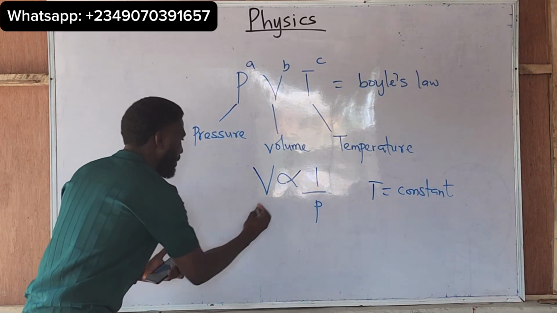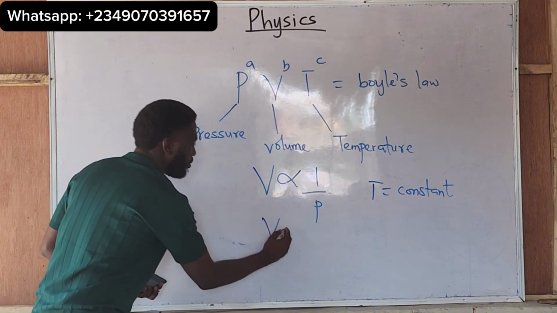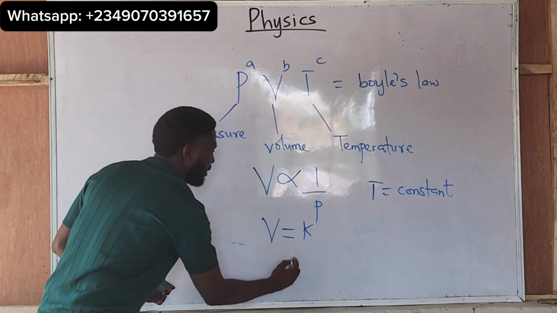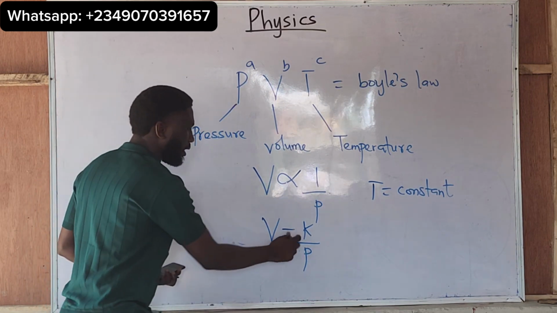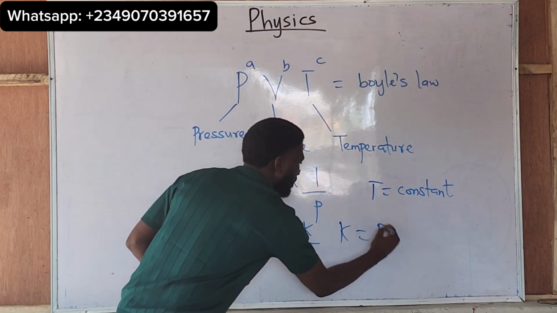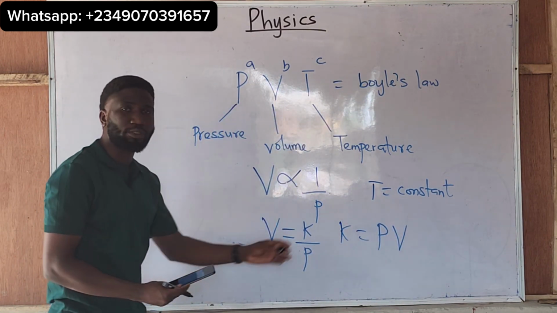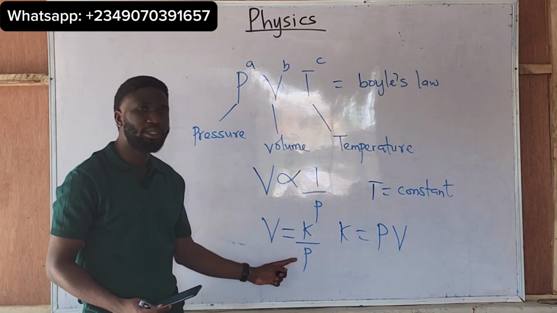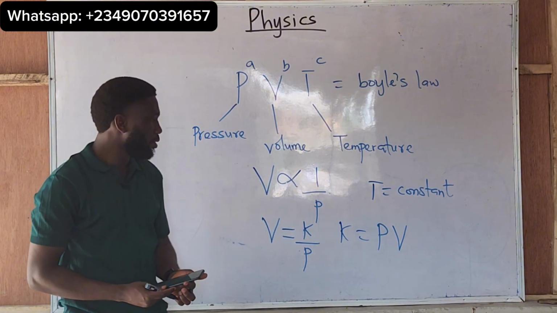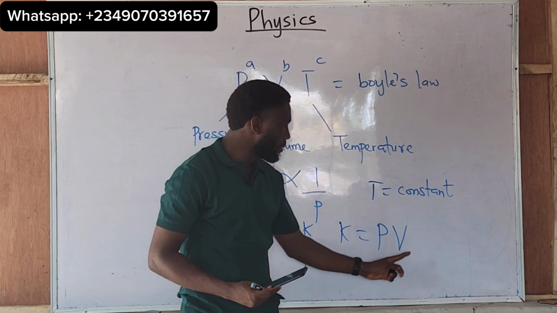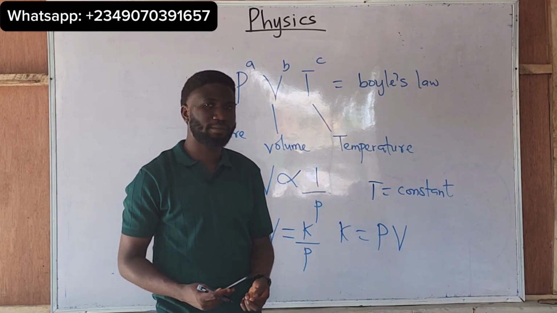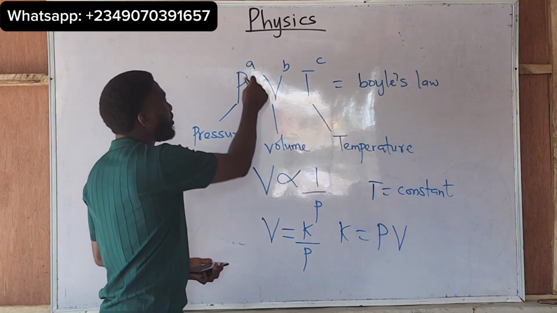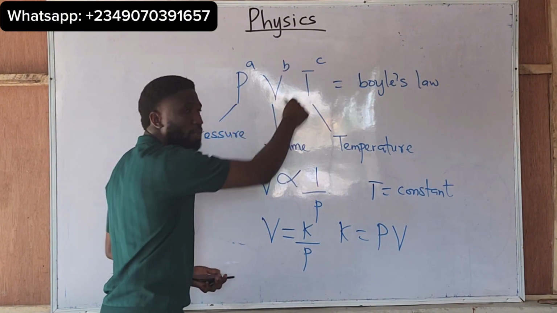So V now, this will change to an equal sign as well as K. Then we have over P. The K here now will be PV. If you cross multiply, K will give us P multiplied by V. P here is the pressure, V is the volume, and we are being told that T is constant. So what will be the value of A, the value of B, the value of C?